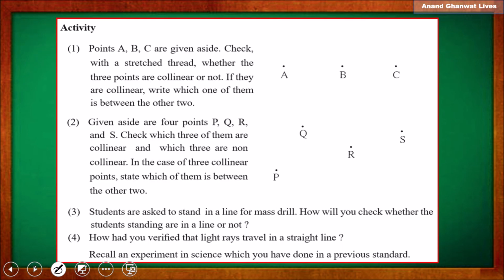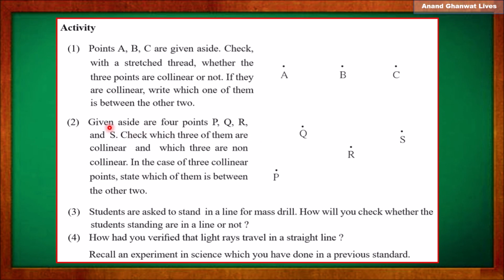Now next, you have to do this activity at your home. You have to check points A, B, C given aside with a stretched thread, whether the three points are collinear or not. If they are collinear, you have to write which one of them is between the other two. Okay, you can do it.